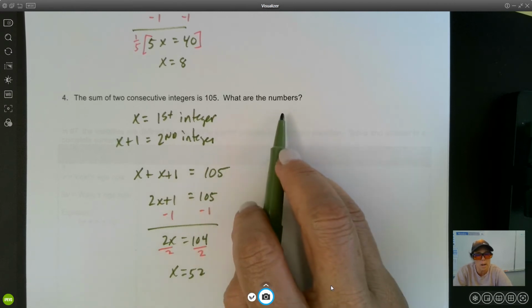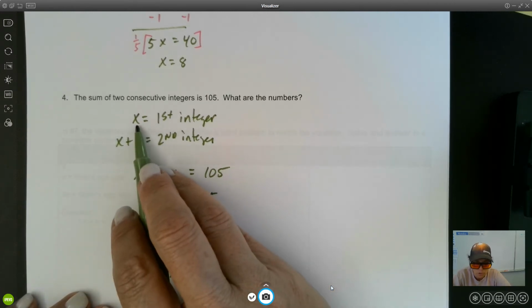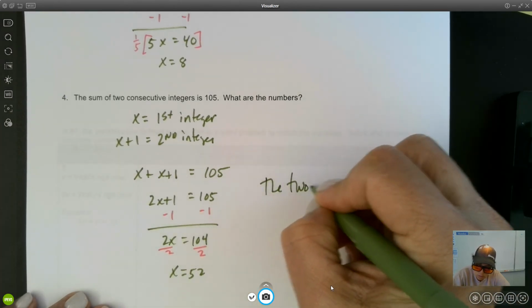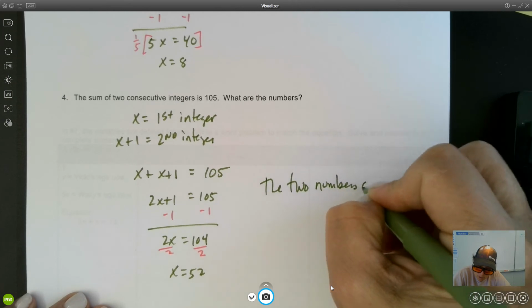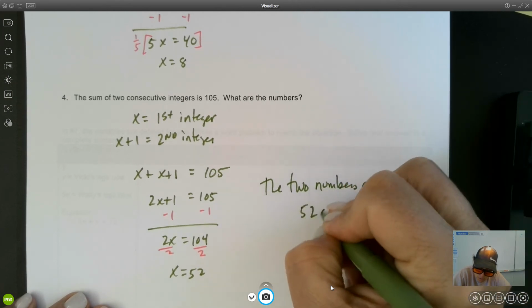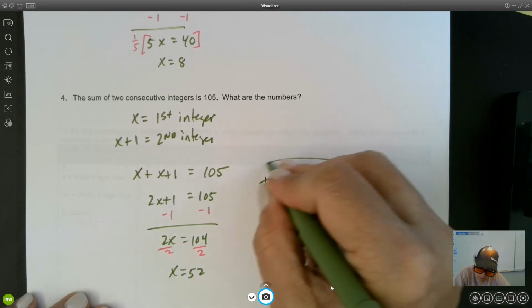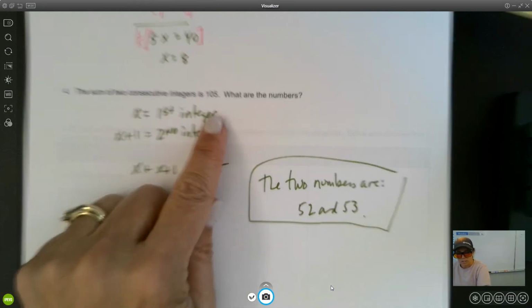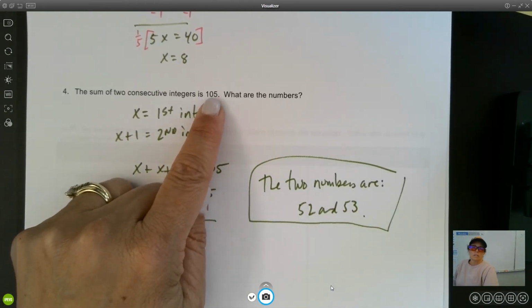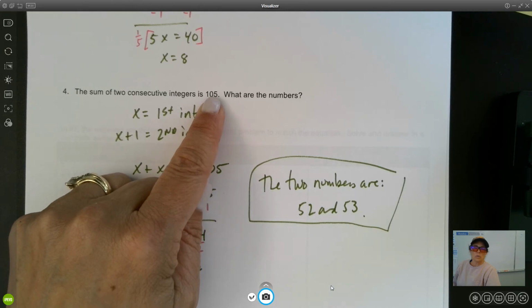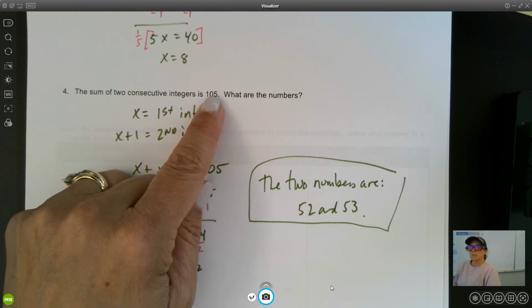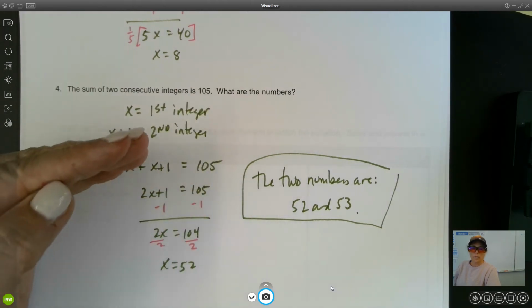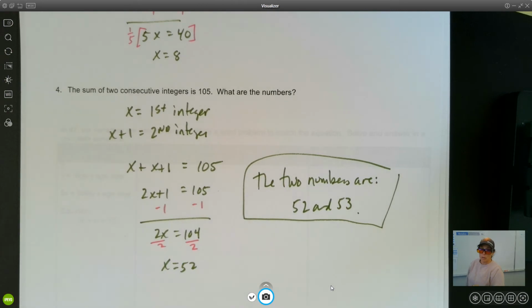Okay, now it says what are the numbers? Well, 52 is the first one. What's 52 plus 1? The two numbers are 52 and 53. Okay, so this is the process that you must have. All of us can think about coming up with two numbers that are right next to each other that add to 105, but that's not what this is about. This is about 4 points in showing your algebra steps. Make sure you're showing your algebra steps.